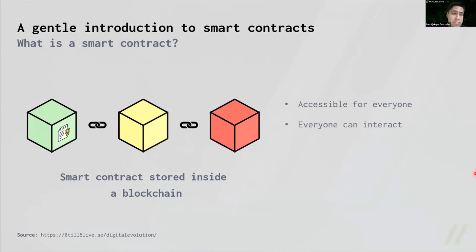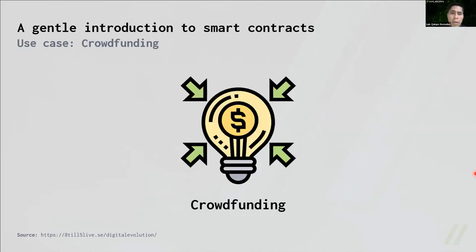Everyone can interact with the smart contract. Obviously, depending on your authorization level, you can do one thing or another. But at the end of the day, you can interact with the smart contract. And there is consensus about the outcome. Let's see an example. For sure, everyone knows about crowdfunding platforms, for example, Kickstarter, Indiegogo, etc. So we have a product team who wants to raise money, and we have supporters.